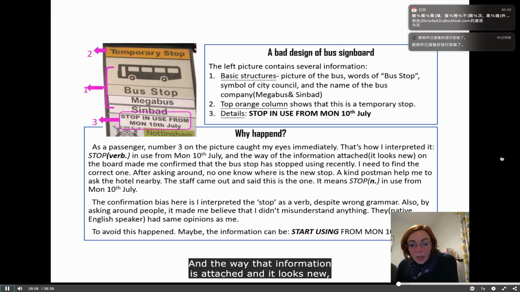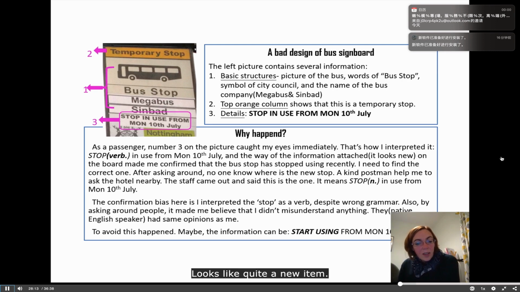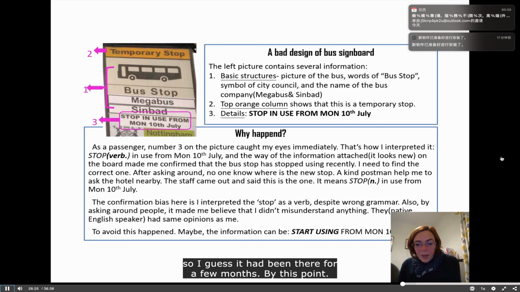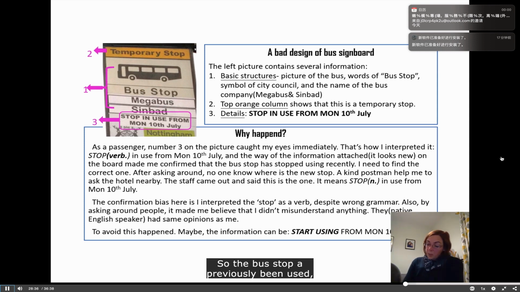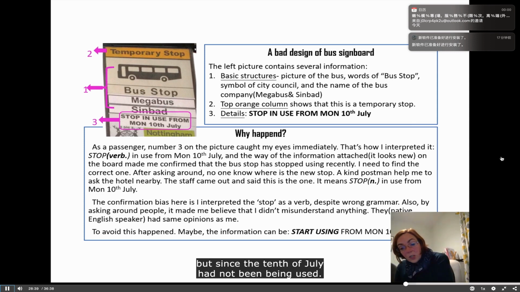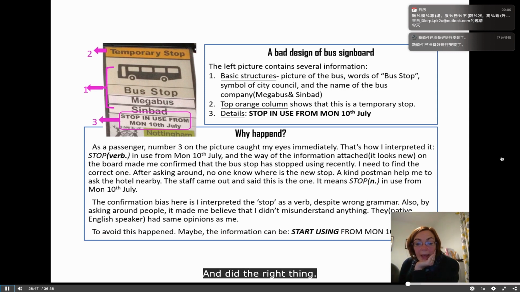And the way that the information is attached, it looks new, which is interesting, and yeah, I can see that. It doesn't look dirty or anything like that. It looks like quite a new item. Now I set the coursework in September, October time, so I guess it had been there for a few months by this point. It made me confirm that the bus stop had stopped being used recently. So the bus stop had previously been used, but since the 10th of July had not been being used. So therefore the student thought, right, well I need to find the right bus stop because this one isn't being used anymore. And did the right thing.